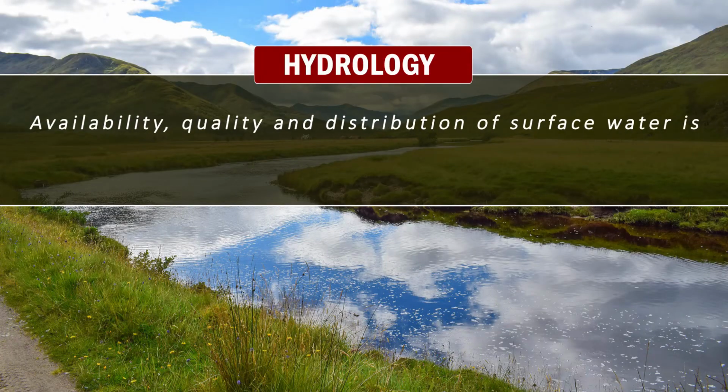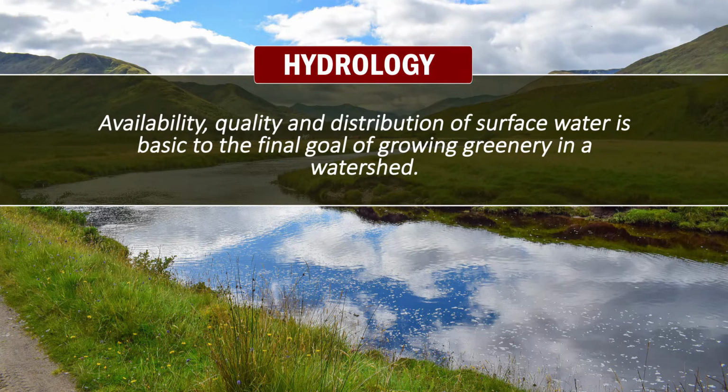Hydrology as a characteristic is availability of water. Quality and distribution of surface water is basic to the final goal of growing vegetation or greenery in a watershed. These hydrological parameters help in quantification of water available, utilized and additional exploitable resources, meaning potential of these resources for greening the area, vegetating the area. So they determine the location and design of conservation structures. So we need to understand hydrology, basic hydrological characteristics.